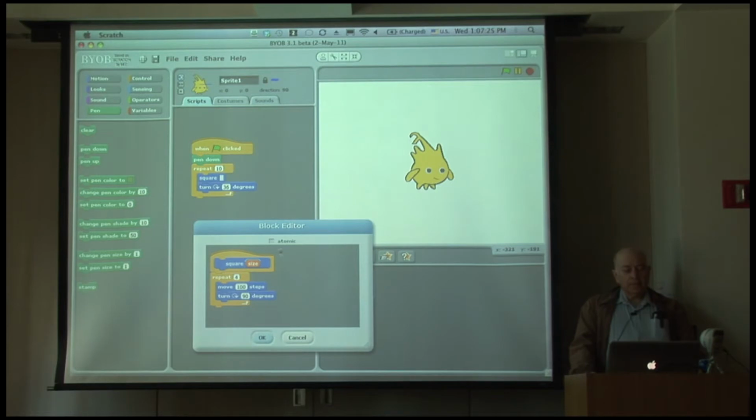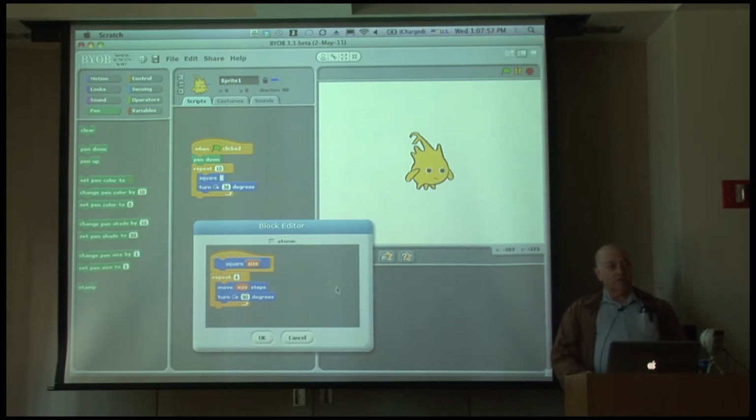So now, inside the block editor, the block that's inside the hat block, instead of just saying square, says square, and then there's a size little variable blob. This is just like if you say make a variable in Scratch. One of the things you get is this little orange blob that you can use in scripts. So I can use size inside this script, and I'm going to grab it and move it into the move block.